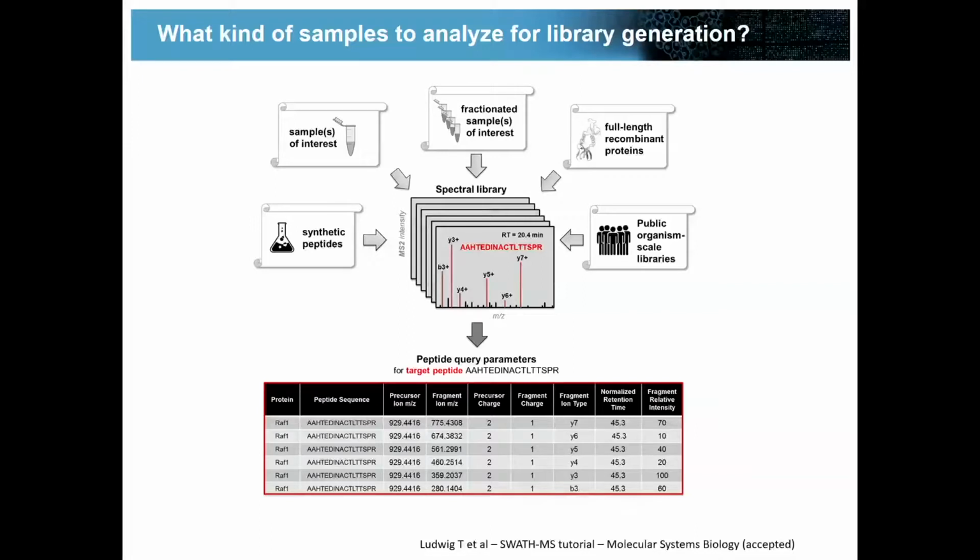So the next question is then, what kind of samples do you want to actually put into your DDA analysis for the spectral library generation? And there are some choices to be made here. So of course, the simplest thing is just to take the samples of interest, so the same samples that you're going to acquire DIA data on, and analyze those by DDA.